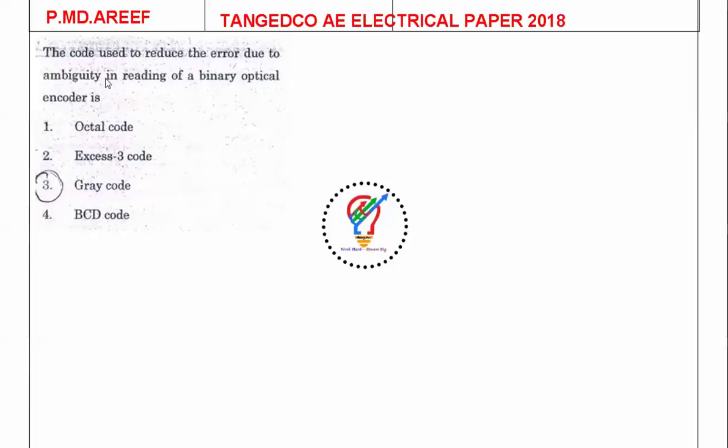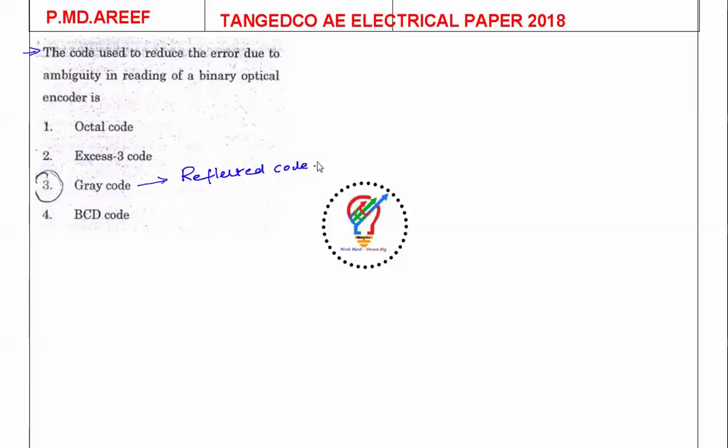Next question, from digital electronics: the code used to reduce the error due to ambiguity in reading of a binary optical encoder is, the answer is gray code. Why is it gray code? It is also known as reflected code.